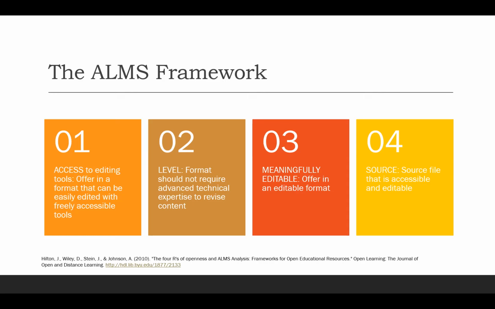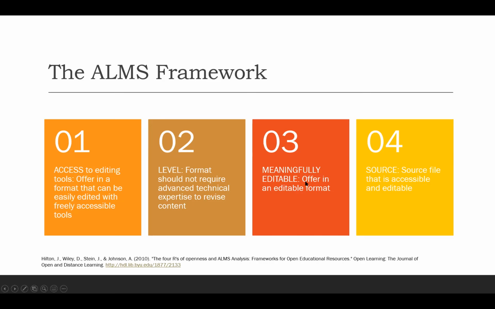And then, level two, is looking at the level. So this is the format requirements in terms of technical expertise. What you're trying to do is make sure that it's not going to take a lot of technical expertise to revise your work. And this is also discipline specific. I think in some disciplines, technical expertise is just sort of assumed, like computer science, for instance. But in others, you really want to make sure people who want to edit your work down the line shouldn't have to involve their IT department necessarily, right?